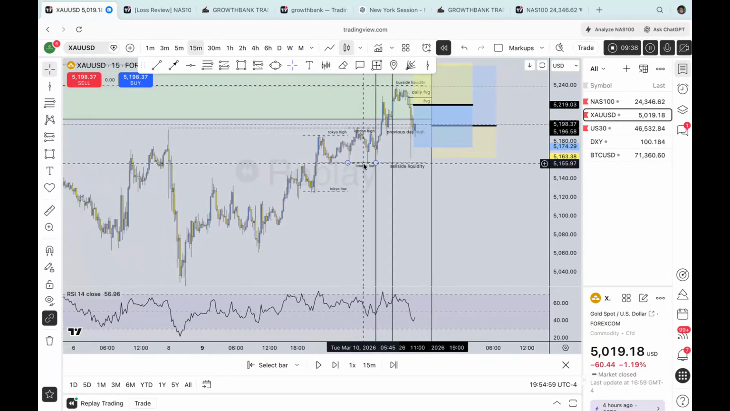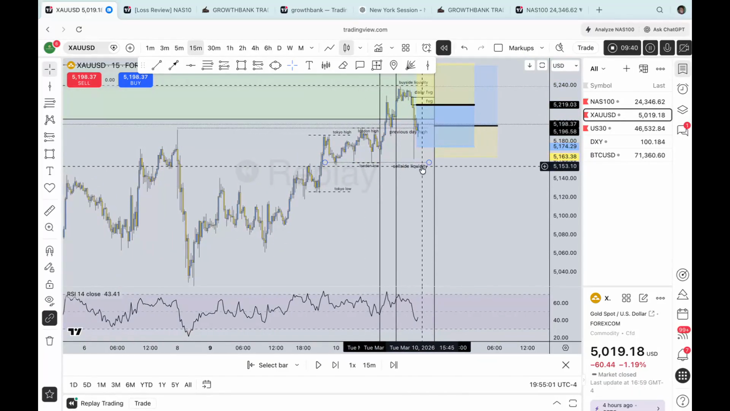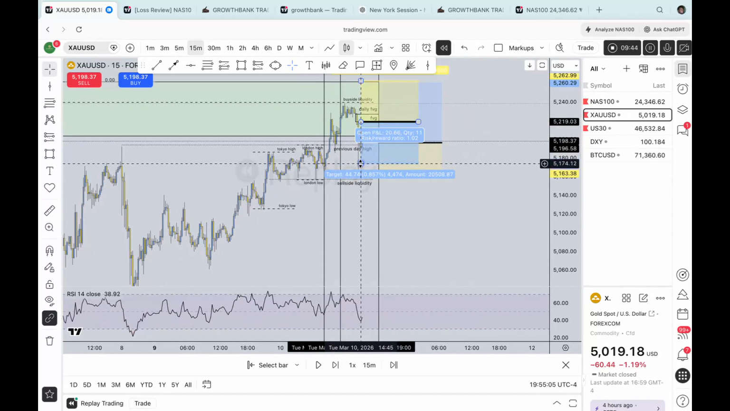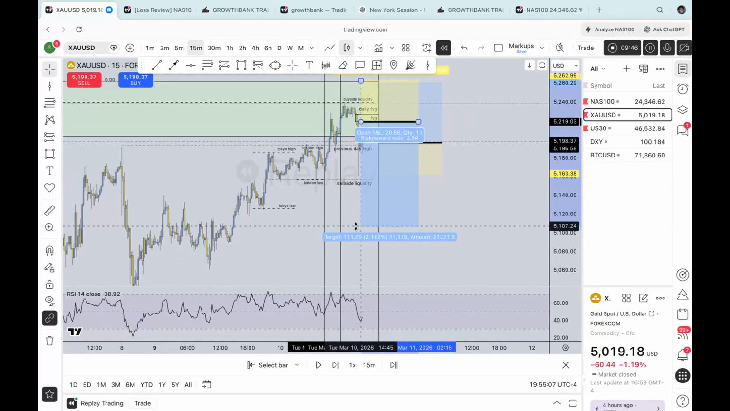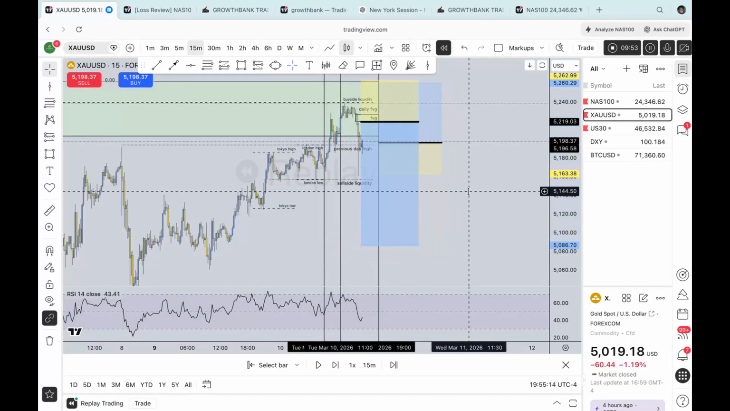Then we're going to target the liquidity below us, right? So sell side liquidity, Tokyo lows, and even this low down here. But we're just going to run this 1 to 3 because that is our rule set. So 1 to 3, if we put our stop loss above the zone, would look something like this.